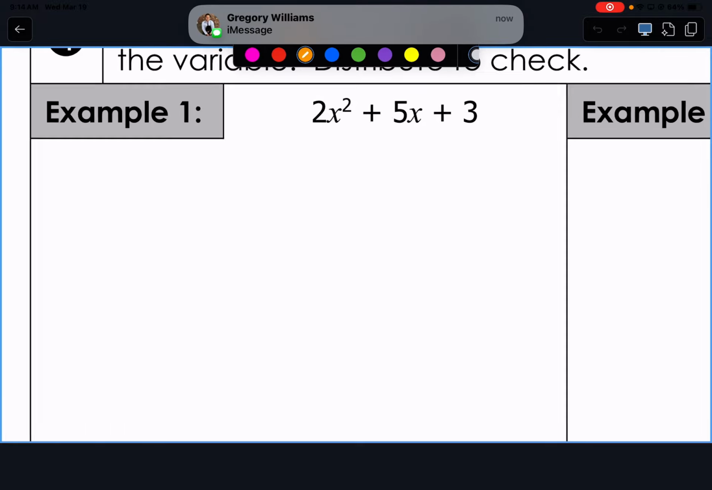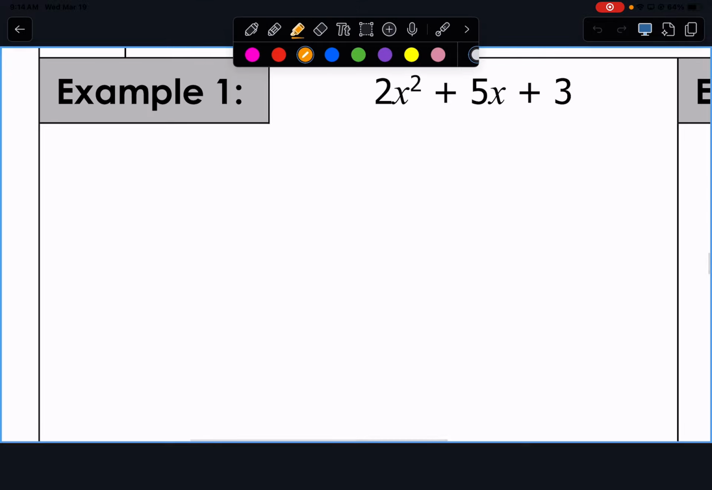So, in this problem, we have to figure out what A, B, and C are. So what is A? 2. A is 2. What is our B? What is C? 3. Okay, that's step 1. Now, we have to figure out what multiplies to give us A times C. So what is A times C? 6.